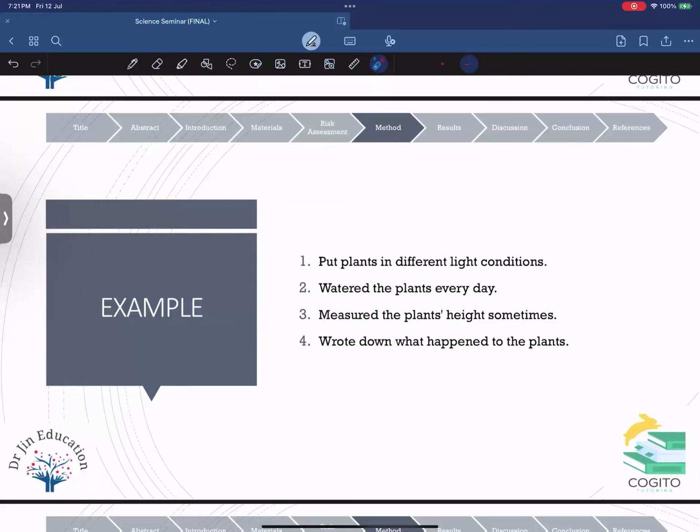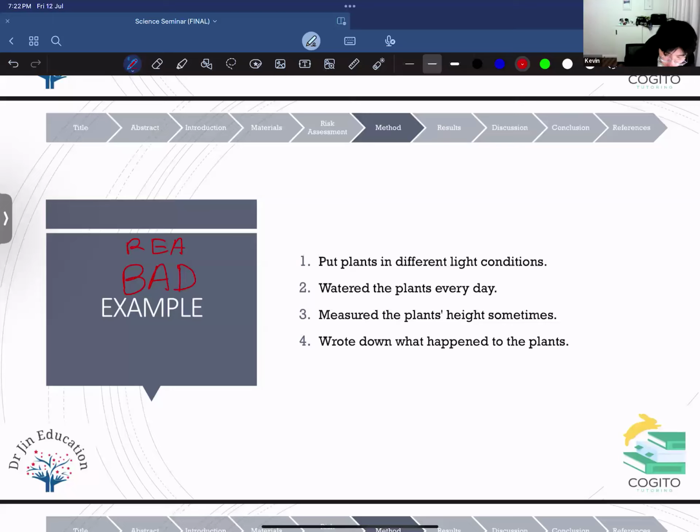I think it's really bad because it says different light conditions, but it never said which light conditions. It's also not consistent because it says put in the first one, but then says watered the plants every day, so it doesn't have the same tense. Okay. That first one could still be past tense, but I get where you're coming from. You're trying to keep the tense consistent. Yep. Is there anything else you want to add?